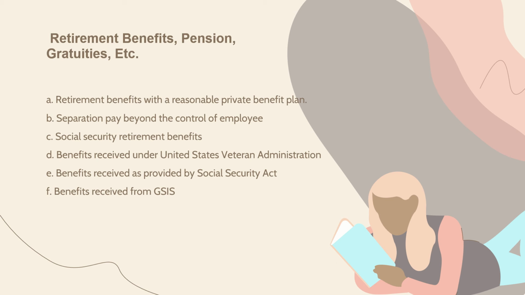Letter E. Benefits received from or enjoyed under the Social Security System in accordance with the provisions of Republic Act No. 8282. Letter F. Benefits received from the GSIS under Republic Act No. 8291, including retirement gratuity received by government officials and employees.